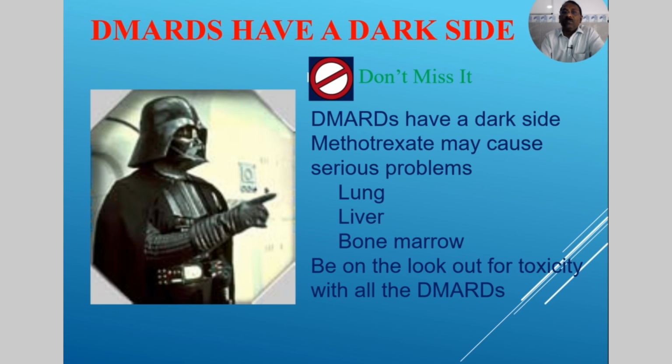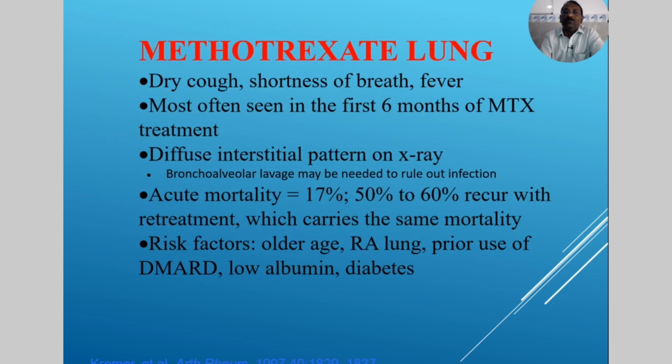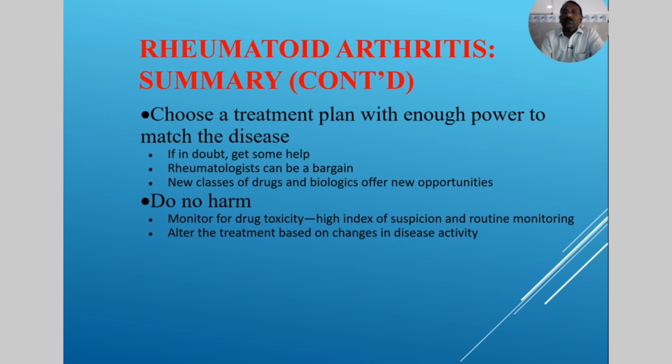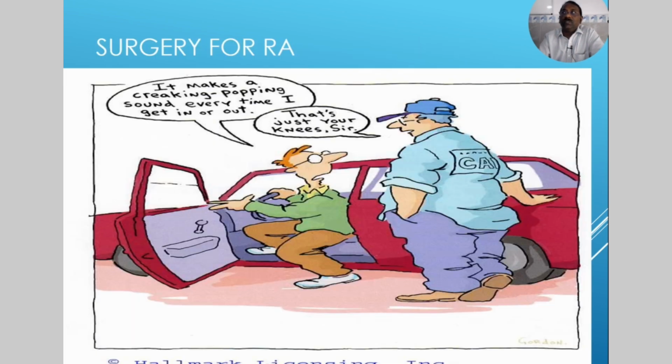See the NSAID therapy. DMARDs have a dark side. Methotrexate may cause serious problems like lung, liver, and bone marrow. Methotrexate lung. So this is a good slide.